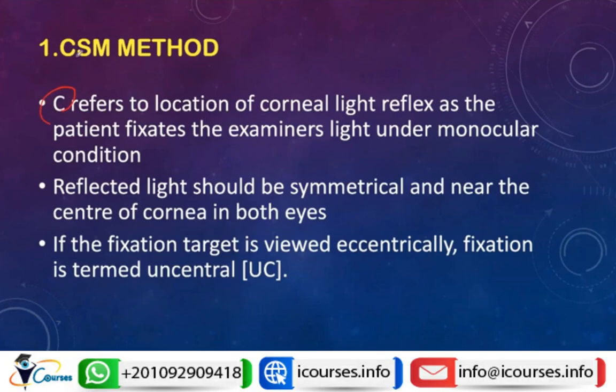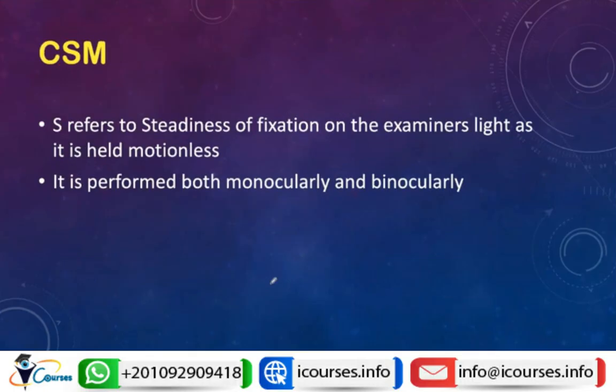As we know, the corneal light reflex should be central over the eye. So if it is central, then the patient has the letter C, or we can score the patient C. If the fixation target that the patient is looking at is not central, then it is called UC. Then the S. So what is the S?